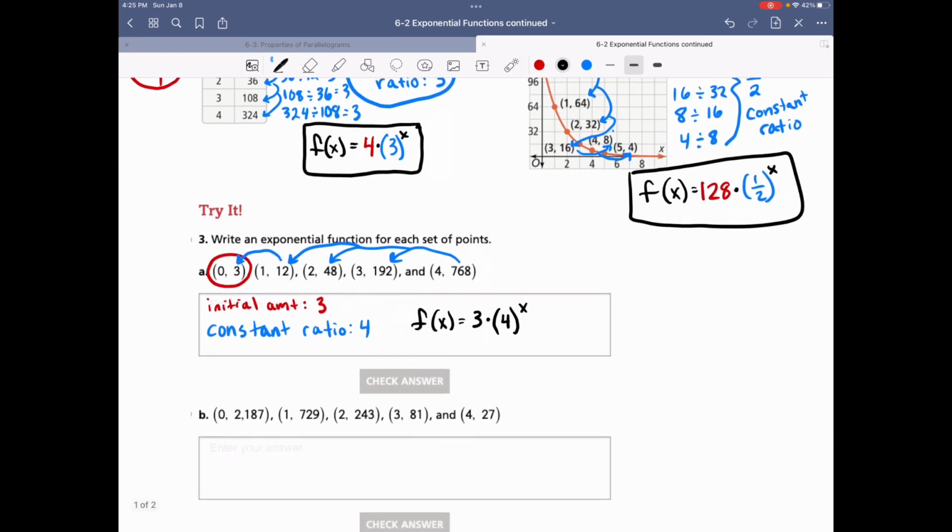We'll pause the video and you can complete the try it part 3b on your own or in your groups. And when you're ready, we'll turn the page.